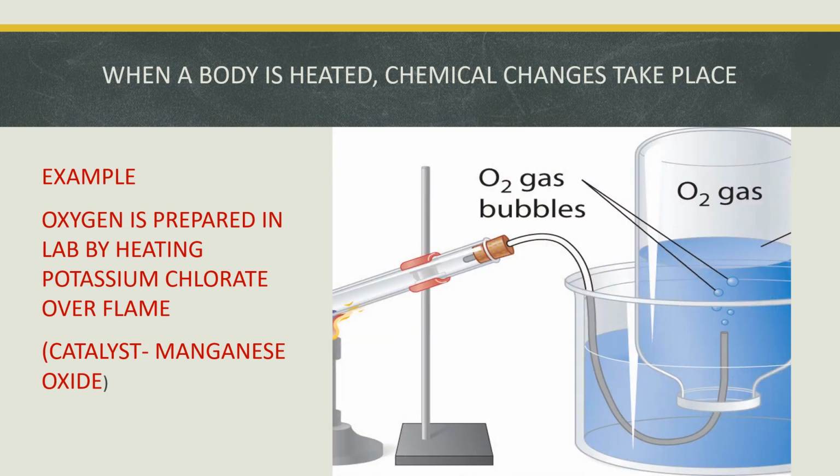So let us see the setup here. Potassium chloride is taken in a test tube and heated over a flame. Oxygen gas bubbles are seen and oxygen gas is formed here. So when a body is heated, chemical changes take place.